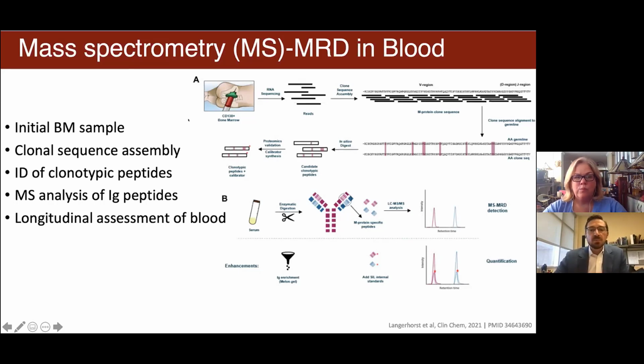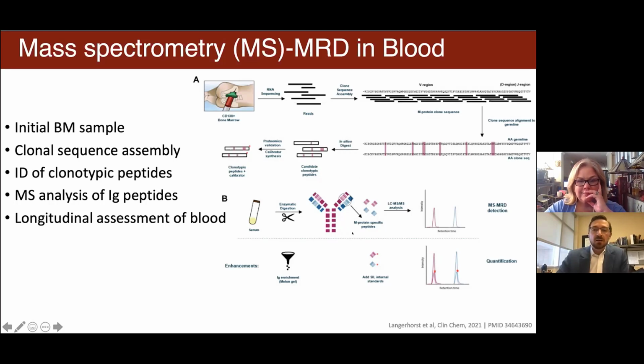And that sample can be used to find the sequence of the patient's very unique genetic alterations in their plasma cells, which then can be used to predict the proteins that are made that comprise the antibody or the monoclonal protein in disease. And in doing that, you can take this sequence to predict the peptides, and then you can design an assay to look for those peptides in a mass spectrometer. We're not going to talk about what mass spectrometry is, but imagine for a moment that you know what the sequence of the antibody is.